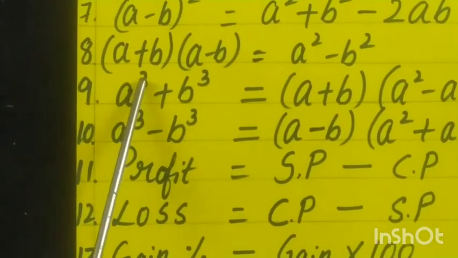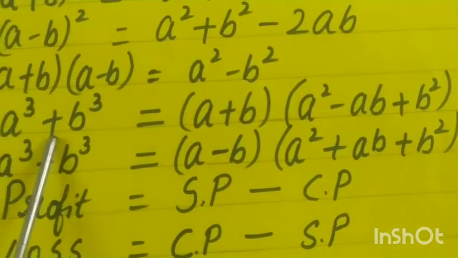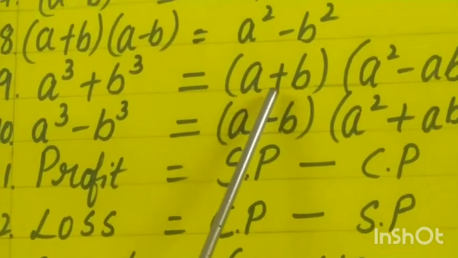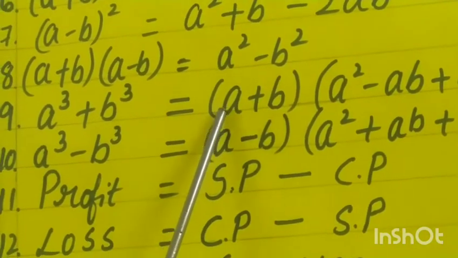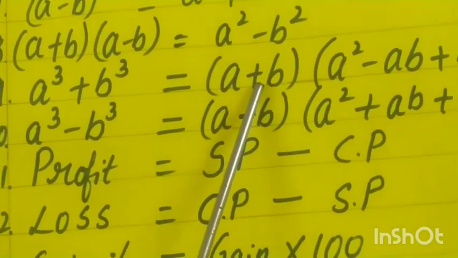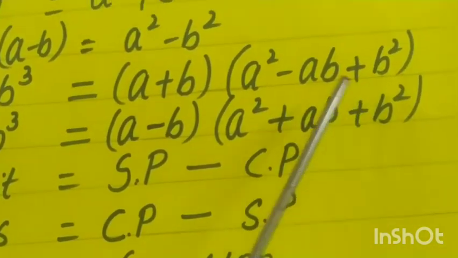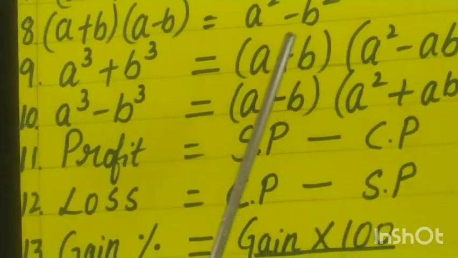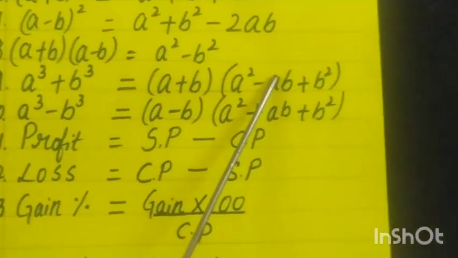Next comes a very important one. It is a cube plus b cube. Here you have to understand that it is plus, so you have to write plus inside, that is a plus b first, then inside the bracket a square minus ab plus b square. So first plus comes, then again minus comes.